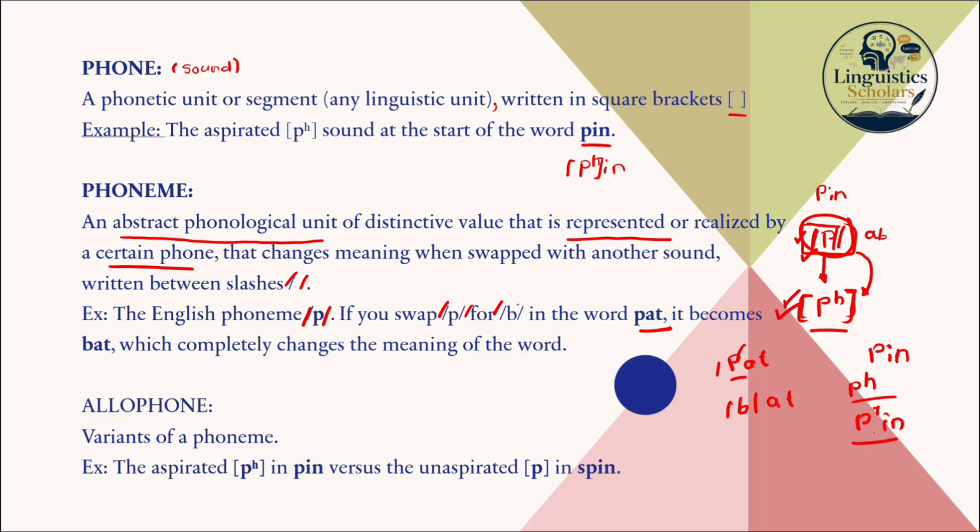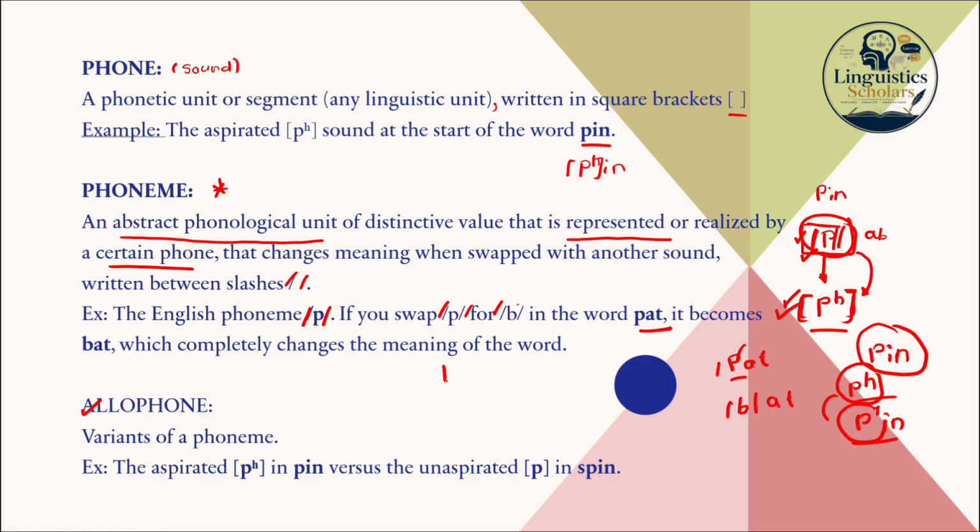It is unreleased, it is aspirated, but both refer to the same entity pin, so it is not possible with the swap of the phoneme. If you swap the phoneme, there must be a complete change of the meaning, and this is one of the important features in any language to identify whether a particular sound is a phoneme or an allophone in that language. Here, an allophone is just a variant of a phoneme.